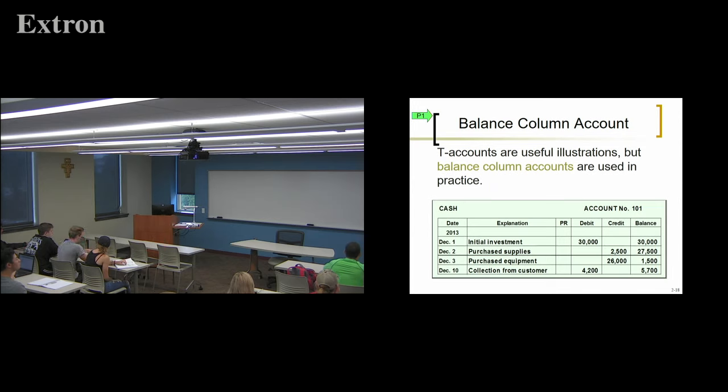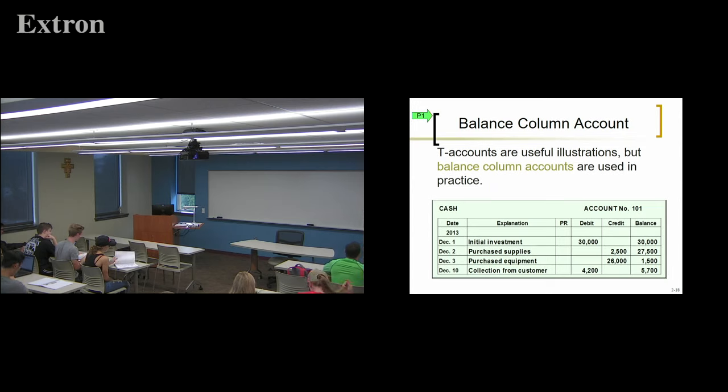So remember, the journal and the ledger, this is the ledger, now take the place of that column format that we did in Chapter 1, that transaction analysis. All right, so I need this information. Here, 5,700 is the balance of cash. I would need that to prepare my financial statements. The income statement, the statement of retained earnings, and then the balance sheet.